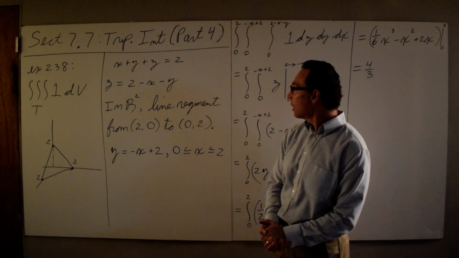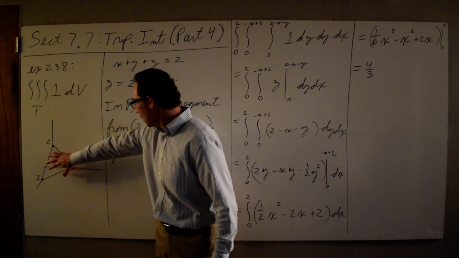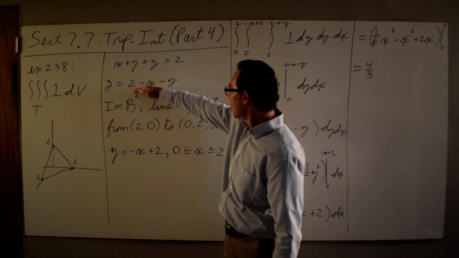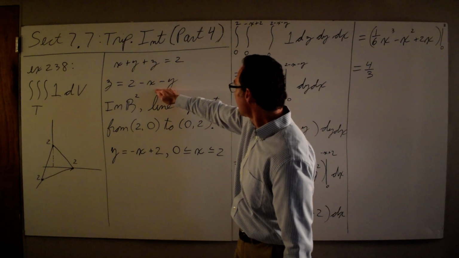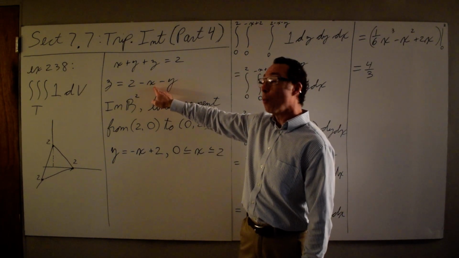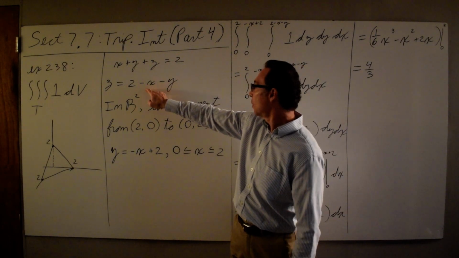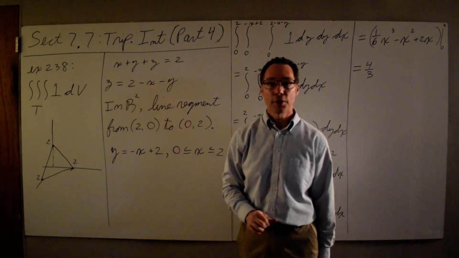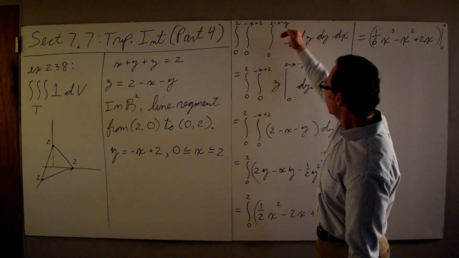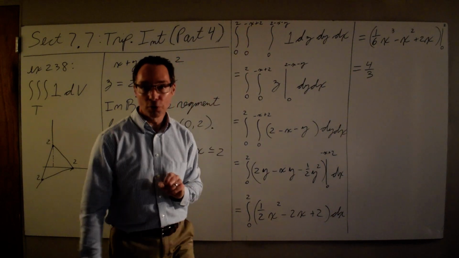So z goes from the xy plane up to this tetrahedron. So z goes from 0 to this function. Z here is a function. If we think back to how we define this as a type 1 region, this function here is our g2, our upper function of x and y, and g1 is 0. So we're going to integrate from 0 up to this function right here. I'll jump ahead a little bit. So z goes from 0 up to that function.